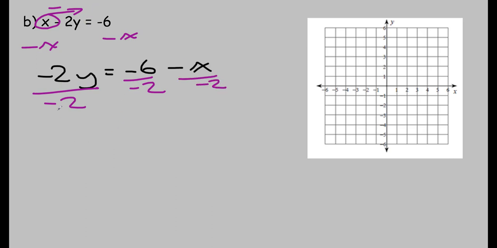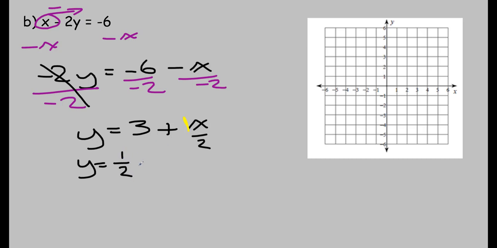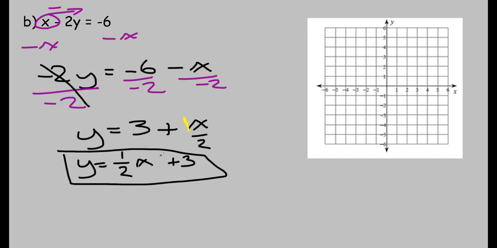And I would have gotten negative 2 divided by negative 2 cancel out to just positive 1y, or just y. Negative 6 divided by negative 2 is positive 3. And negative x divided by negative 2 is positive x over 2. And I asked you guys if you have x over something to rewrite it with that imaginary 1 next to the x. Some of you did forget that this week, so try not to do it here, and rewrite it as half x plus 3 as your rearranged equation. So here the slope is half, the b value is 3, and now I can start plotting my points.